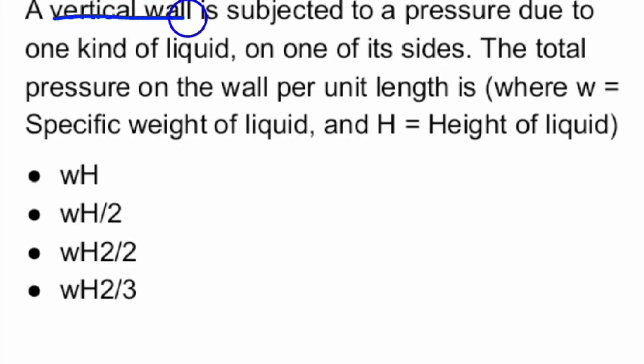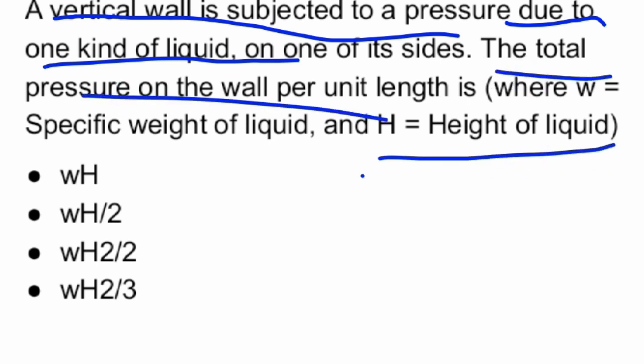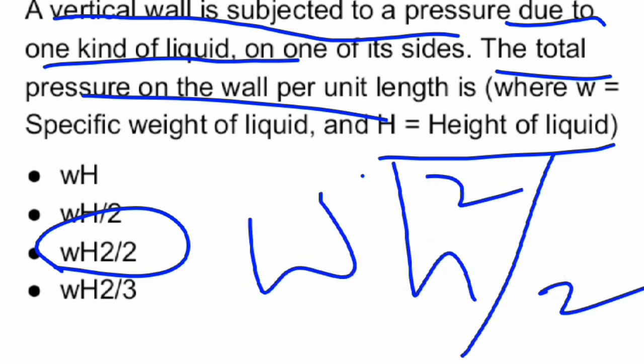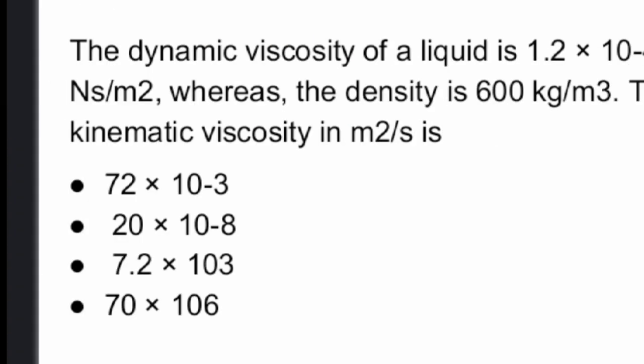Next one, a vertical wall is subjected to a pressure due to one kind of liquid on one of its sides. The total pressure on the wall per unit length is what? The total pressure on the wall per unit length is WH square by 2. That is option 3, it is WH square by 2. Option D is the right answer.